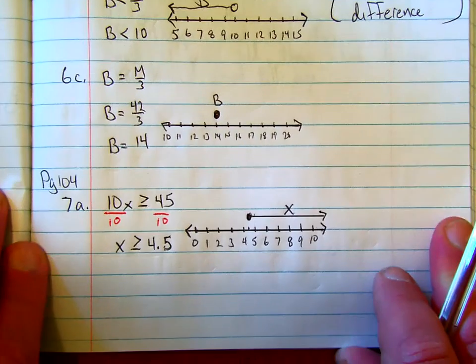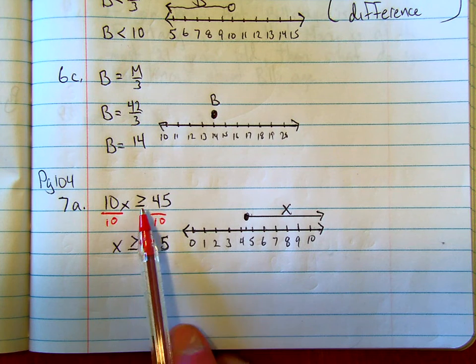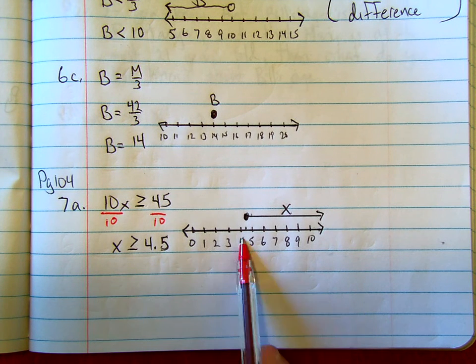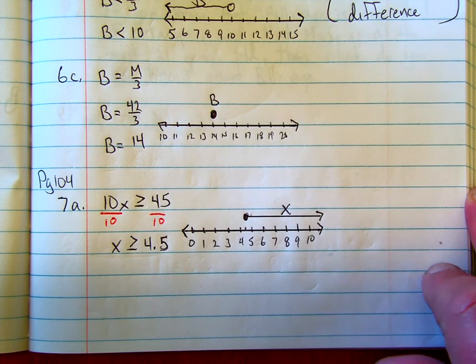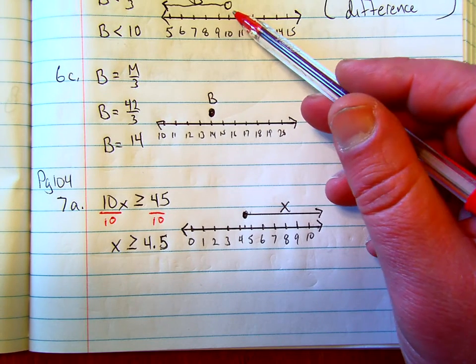Page 104, 10x greater than or equal to 45, divide both sides by 10. X is greater than or equal to 4.5, and I've done the graph, and I've paid attention to whether to fill in the circle if it can be equal to, or leave the circle hollow if it's just greater than or less than, but it can't equal that number.